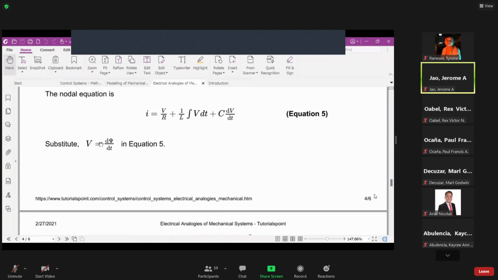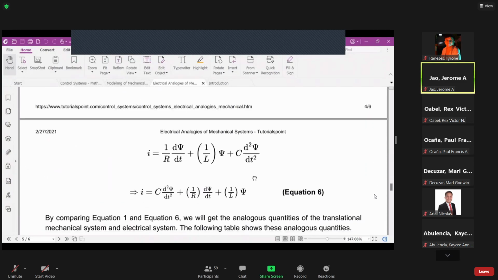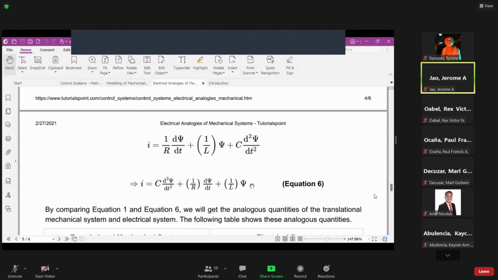Therefore, may A squared mo siya, or d squared G all over dt squared. So therefore, ito na yung magiging equation mo, differential equation in terms of current. So, writing it according to its order, mauuna si second order differential equation. So, current is equal to C times d squared G all over dt squared plus 1 all over R dG all over dt plus 1 all over L of G or your flux. So, in this case, in descending order na yung equation mo according to the order of your differentiation.